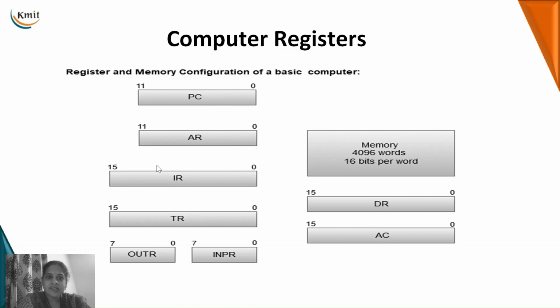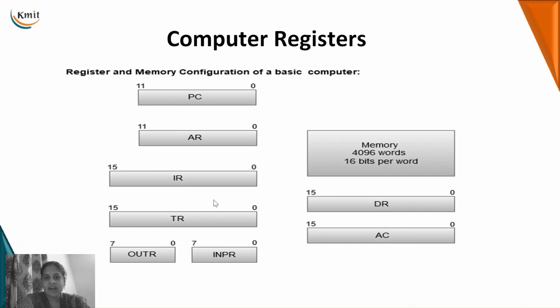Similarly, the IR is a 16-bit register. It starts with 0 to 15. The numbering of bits starts from the leftmost bit towards the right. This other register is an 8-bit register, numbered from 0 to 7. Similarly, all the registers have certain capacity. Some are 12-bit registers, some are 16-bit registers, and some registers are only 8-bit registers. It depends upon the register.